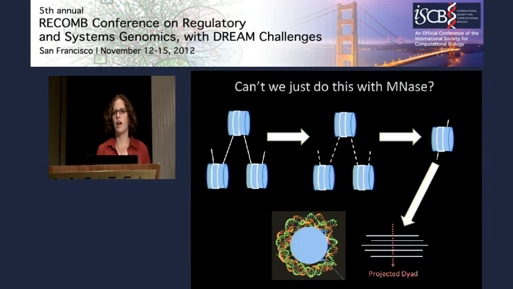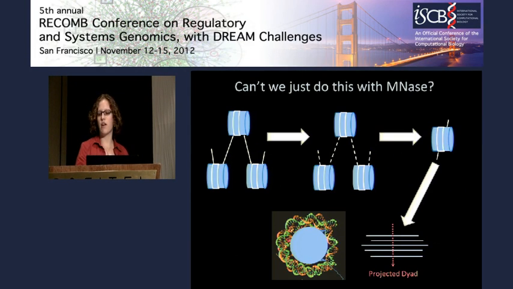Now, at this point, you might be asking yourself, can't you just do this with MNase? Yeah, MNase is a similar assay where an enzyme digests the linker region between nucleosomes. Then mononucleosomes are isolated, and the associated DNA is sequenced. Typically, the location of the dyad, or center of the nucleosome, is inferred from the end of overlapping sequences.